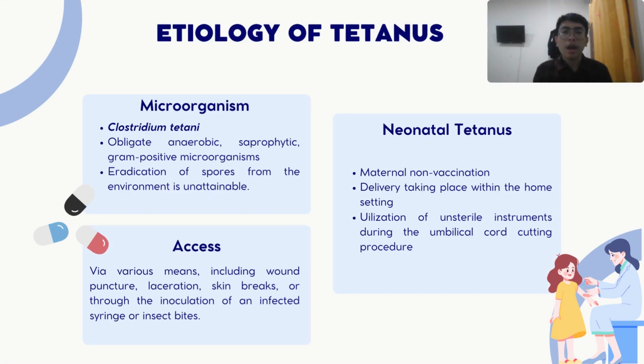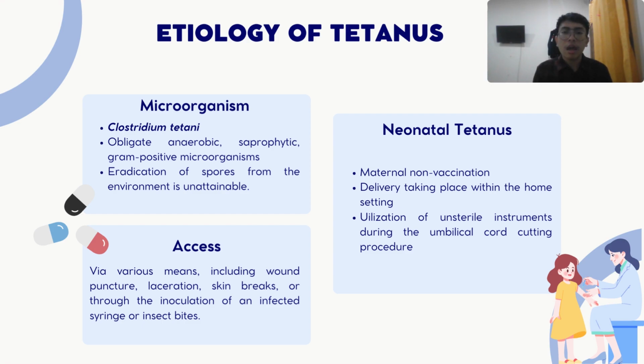My name is Judah, and I will explain the etiology of tetanus. Tetanus, a medical condition caused by the pathogenic bacterium Clostridium tetani, is characterized by its association with the genus Clostridium, which comprises obligate anaerobic, saprophytic, gram-positive microorganisms. Clostridium tetani can be detected in various environmental sources such as soil, dust, and animal feces. The eradication of the spores from the environment is unattainable.